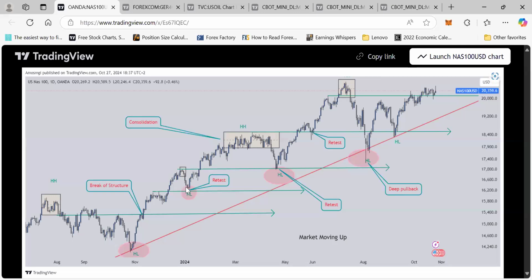This one should have looked good as well, too, but there was an opportunity right here as well. Yes. And then we had a break of structure. It came right back to that break of structure, which, what is this, Nas? Yeah, Nas, let's see. This is on the daily time frame as well.